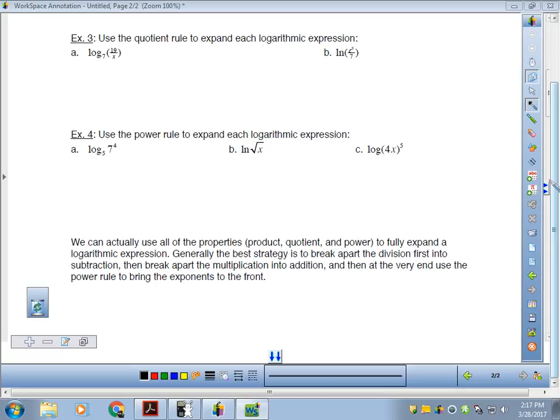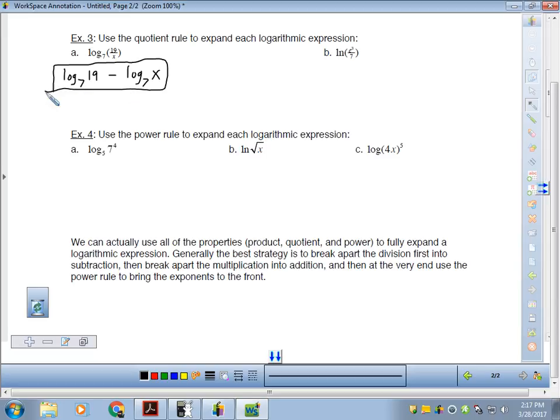Example 3 asks us to use the quotient rule to expand the logarithmic expressions. So here we have log base 7 of 19 over x. That's a division, so it can be expanded to a subtraction. Log base 7 of 19 minus log base 7 of x. Can't really do anything to simplify those, so that's as much as we can do there.